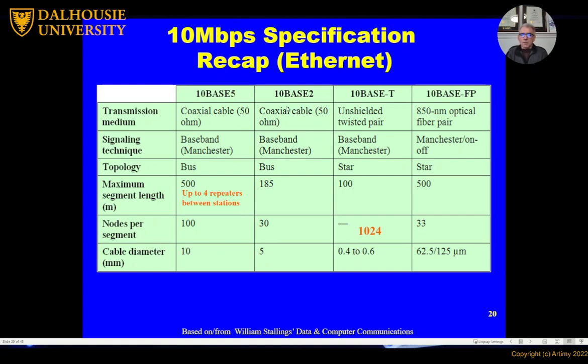The next variation made the cable thinner, which is more convenient to handle, and it was called 10 base 2. The maximum length was 185. I think last time I mentioned it wrongly, that was 120 or 130. It's actually close to 200. The maximum nodes, 30 per segment, and it's just 5 millimeters, or half a centimeter, thick, right?